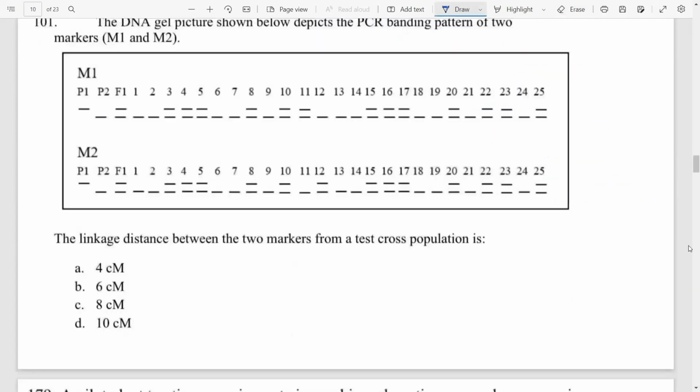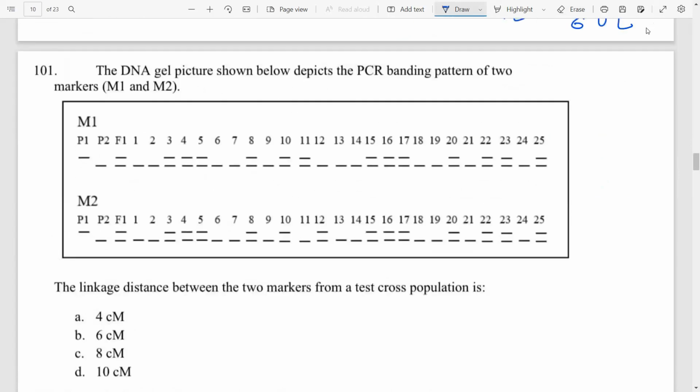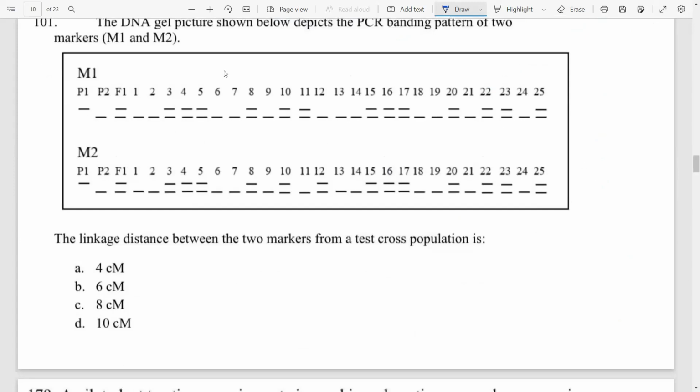Now let's move to another very, very interesting problem. Looks very difficult. However, it's the easiest thing to do. So this is a gel picture which shows the PCR banding of 2 markers, marker M1 and marker M2. Now you have 25 different band markers that they have selected.